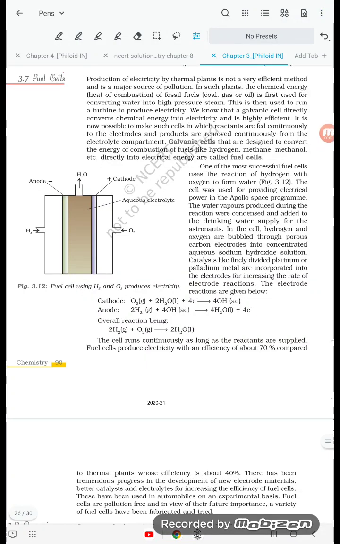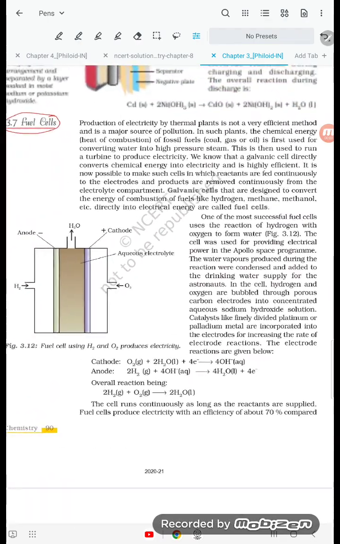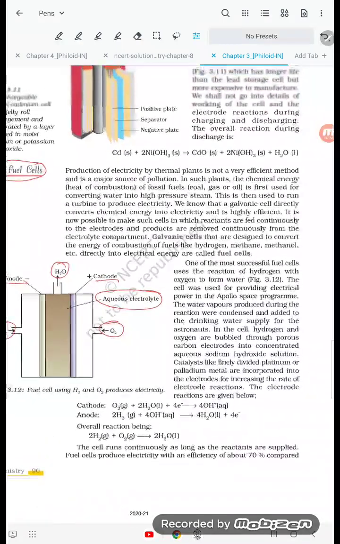Hello student, let's try to understand fuel cell. This is very important from the examination point of view. So what is there, student? On one side there is hydrogen and on the other side oxygen. Then it is converting into water molecule. Here is cathode and anode. Aqueous electrolyte is there inside. So dear student, how can you understand this one?